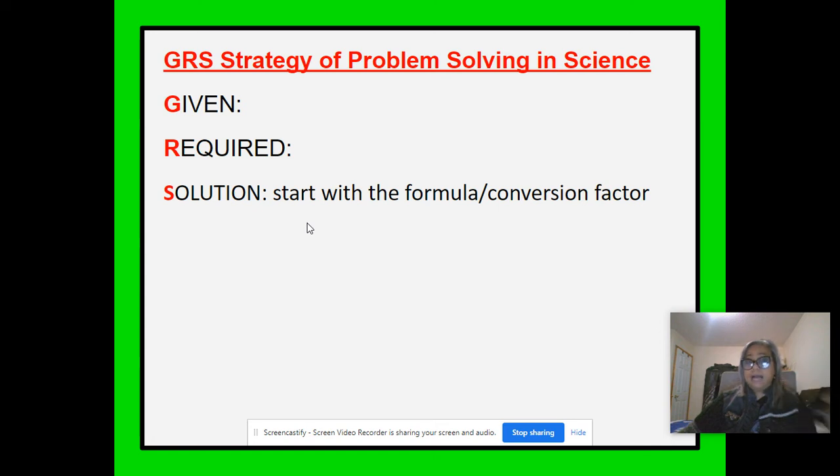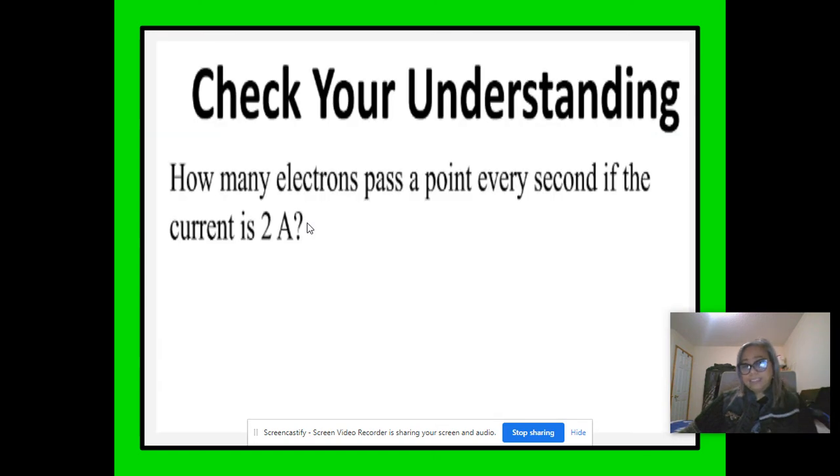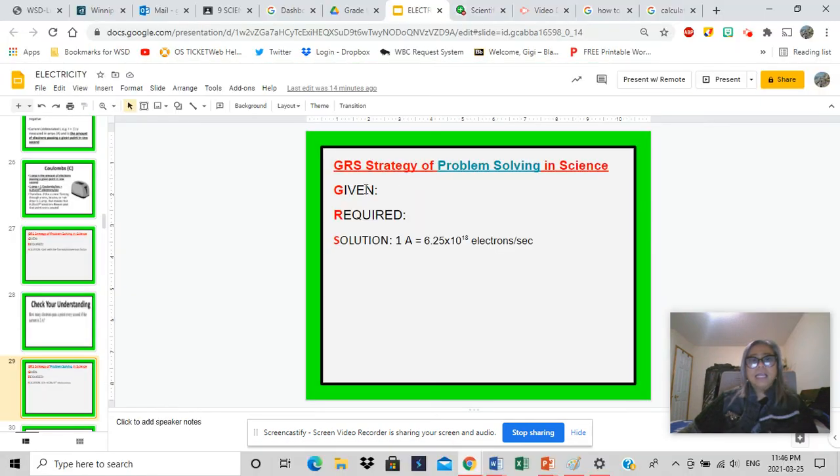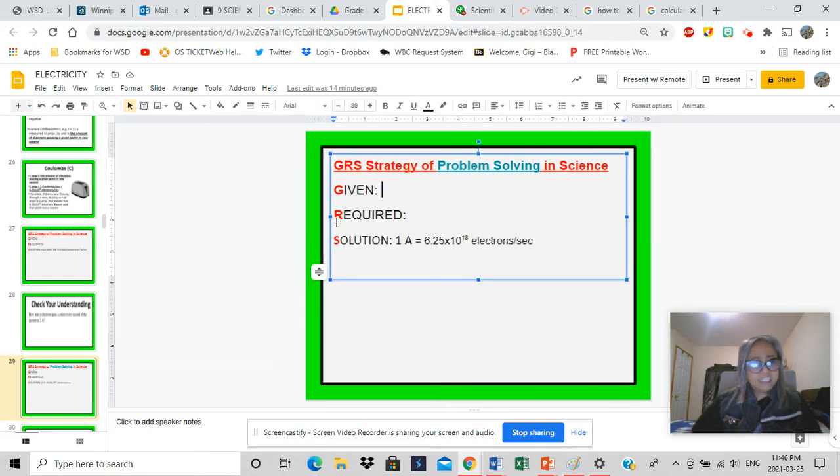We deal with steps. So let's say, checking your understanding now. How many electrons pass a point every second if the current is 2 amps? So how would you do that? So given, here I can write down given is 2 A, 2 amps. What are we asking for? Electrons, okay? Electrons.